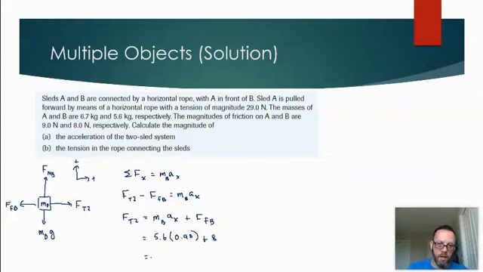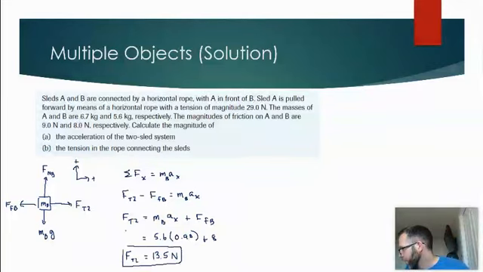5.6 times 0.98 plus 8. Nice. 13, basically 13.5 newtons. And we've got it, the magnitude of the tension between the sleds, 13.5 newtons. So we got it. Just going to double check that I got that one. Yeah, so 13.5 newtons. We did a pretty good job, I think.